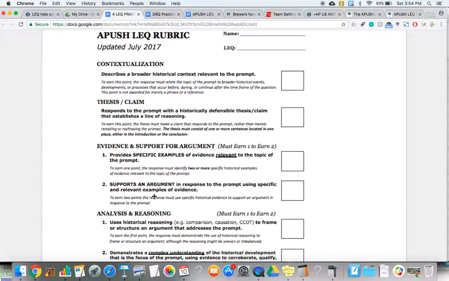To earn 2 points, you have to support the argument. The response must use specific historical evidence to support an argument. All right? So take a look at your ability to dig deeper as to why that evidence proves your point. Don't just state that this evidence proves it; really get into detail and argue how that evidence proves your point in your thesis.